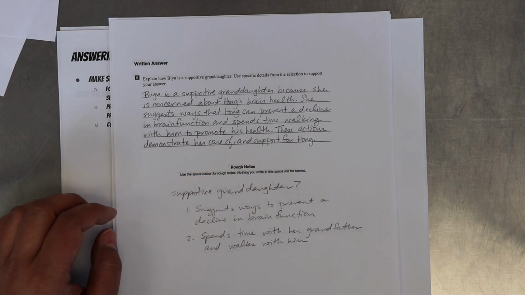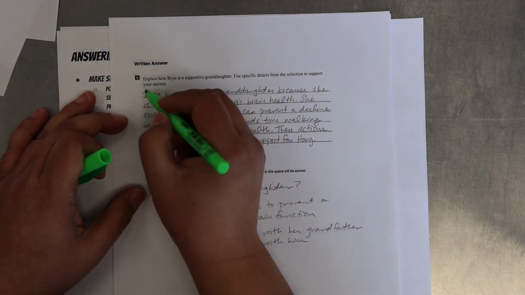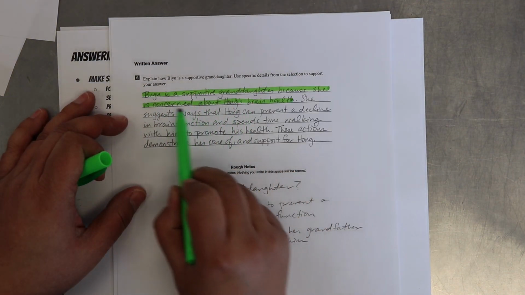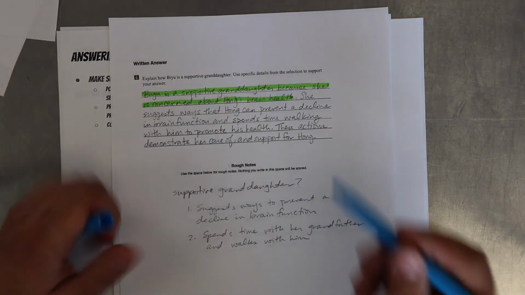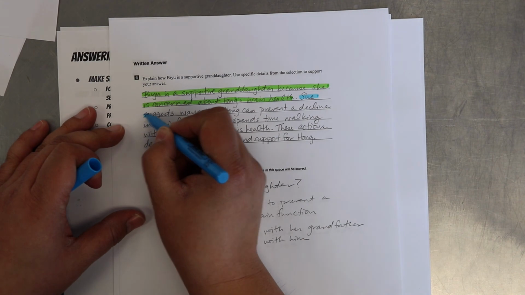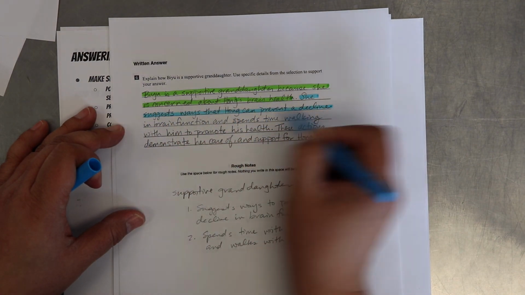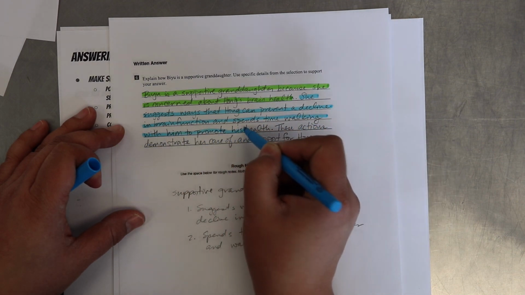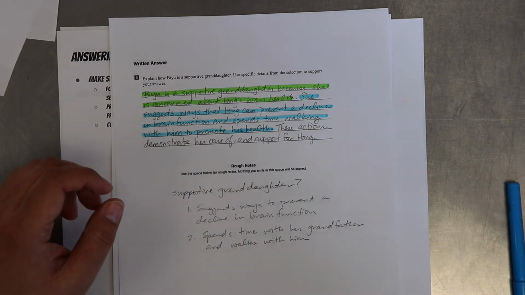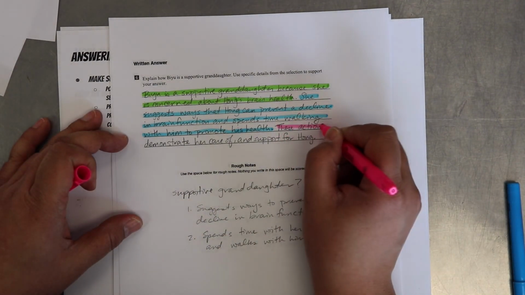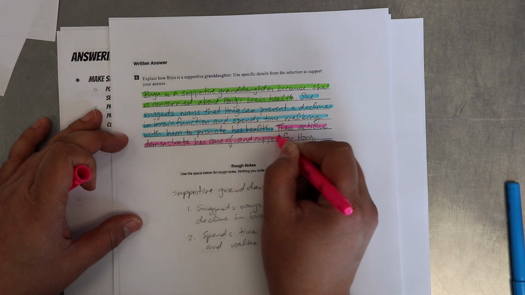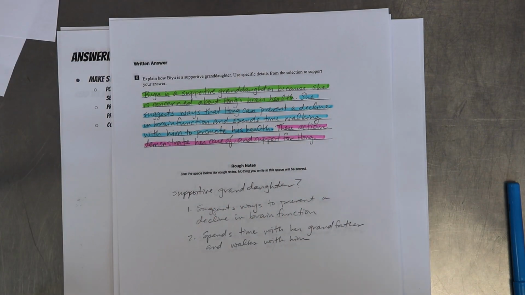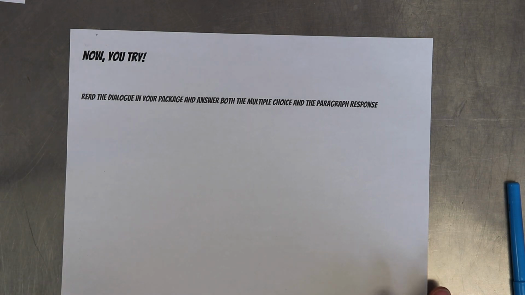So if we were to look for all of our stuff, here, this is my point. She's a supportive granddaughter because she is concerned about Hong's brain health. This is my proof. She suggests ways that Hong can prevent a decline in brain function and spends time walking with him to promote his health. Okay? Then the connection. These actions demonstrate her care of and support for Hong. And that's it. Now it's your turn. So open up your booklets and read the dialogue, answer the multiple choice questions, and try writing the paragraph answer.